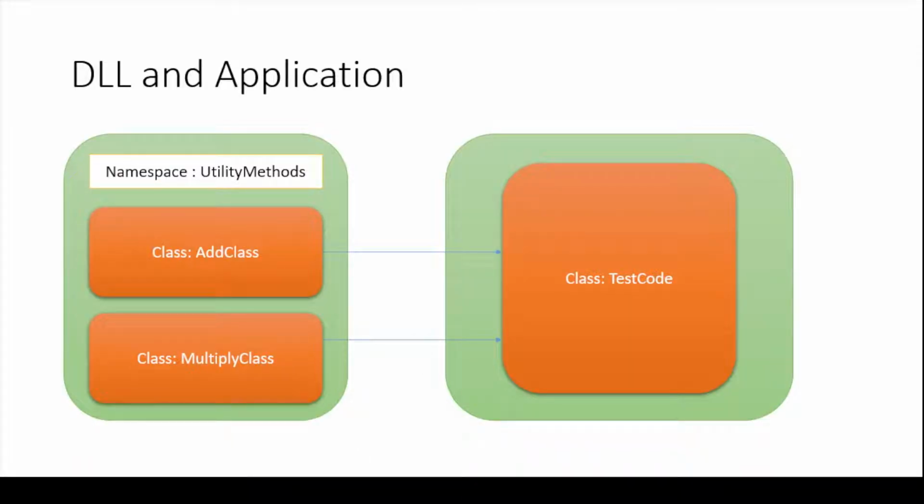Let us understand the relation between a DLL and an application. In this case, we will create a DLL having a namespace UtilityMethods that will contain two classes. These two classes may contain different web methods, and those classes could be consumed by an application, say a class named TestCode. So we'll create this example and then we'll understand how it is working.